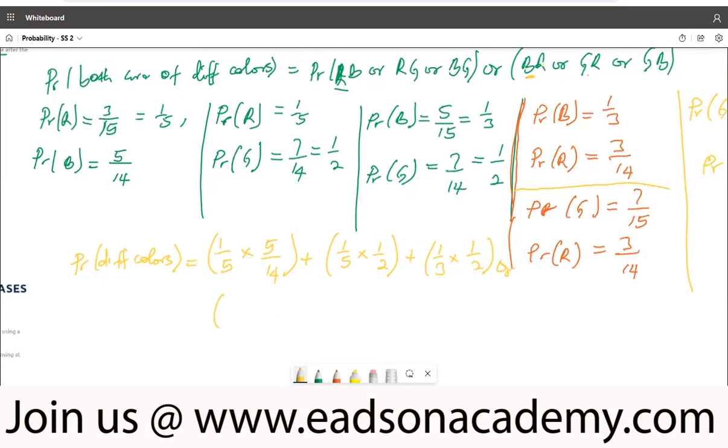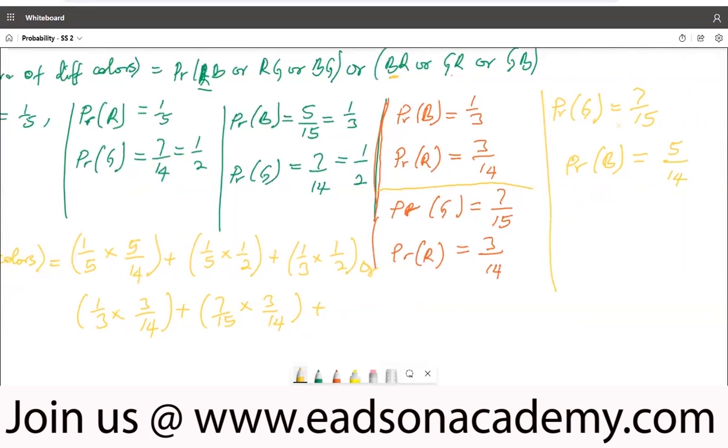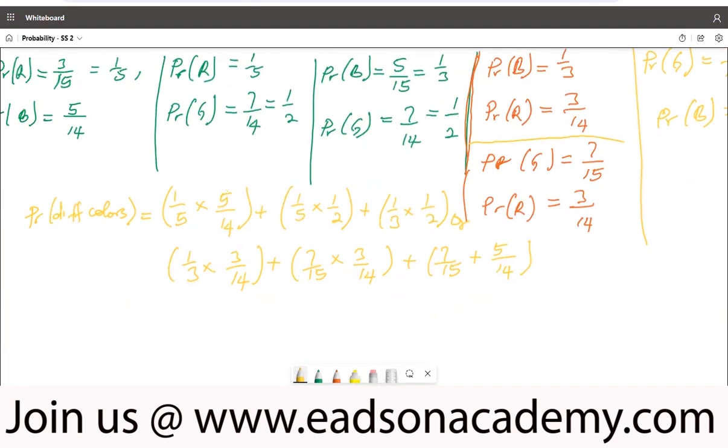The first is blue, the second is red. First is blue is 1 over 3 times the second is red. That is, where is red here? 3 over 14. And plus probability that the first is green, the second is red. The first is green is 7 over 15 times the second is red is 3 over 14. Then plus this last one now. The first is green, the second is blue. First is green is 7 over 15, the second is blue is 5 over 14. Okay, now let's reduce anything that can reduce, yeah?